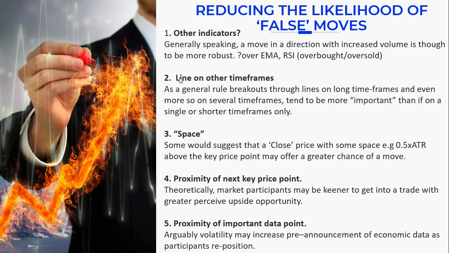The fifth and final consideration is that of the proximity of an important data point. Arguably, volatility may increase pre-announcement of economic or corporate data as participants reposition. So hence, when looking at a potential breakout with maybe less than an hour to a GDP number, for example, you would expect markets to be quite choppy as that data point moves closer and closer, as some take off risk and some try to predict what may be happening next. So to give time space in between your particular entry and the next really important data point might be another way to reduce the likelihood of false moves.